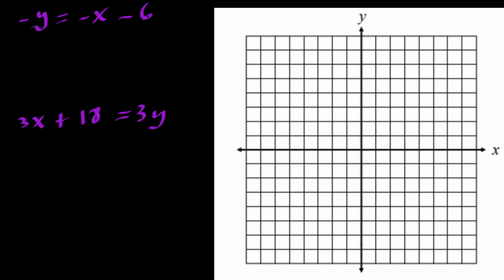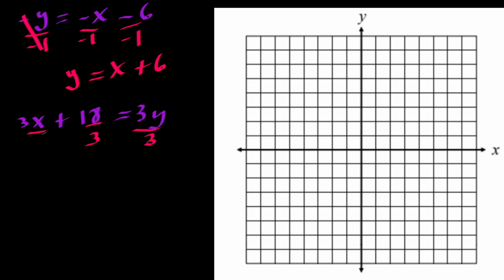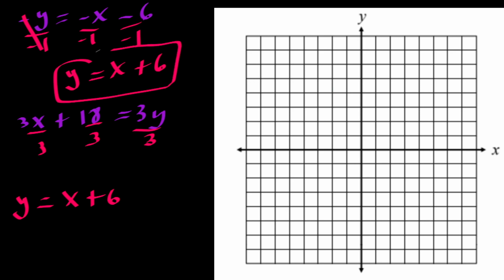So now on both of these lines, they're not in slope-intercept form, but watch what happens when I put them in slope-intercept form. So I'm going to divide by -1, divide by -1, y equals x plus 6. On this line, I actually just need to divide by 3. And then I can move this around to be y equals x plus 6. Now, if you notice, these two lines are the exact same.